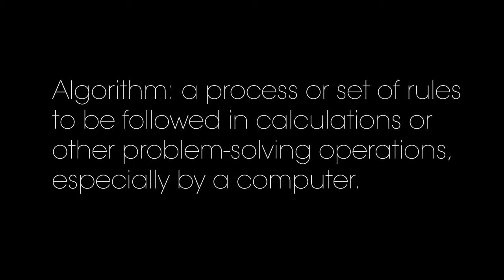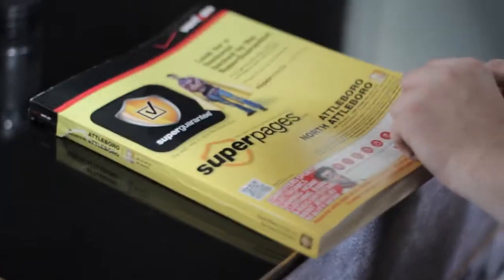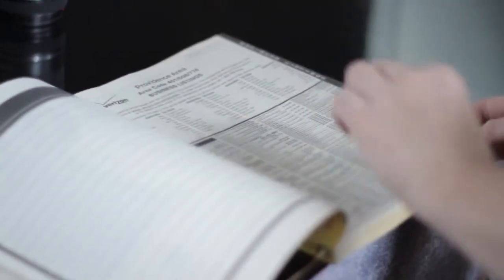What are algorithms? The technical definition of an algorithm is a process or set of rules to be followed in calculations or other problem-solving operations, especially by a computer. For example, a real-life algorithm for a phone book search would begin with step 1, open the first page.